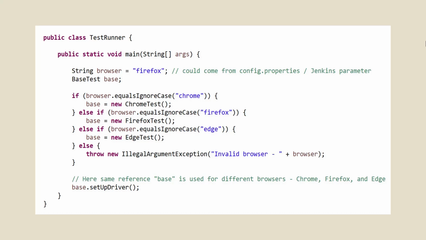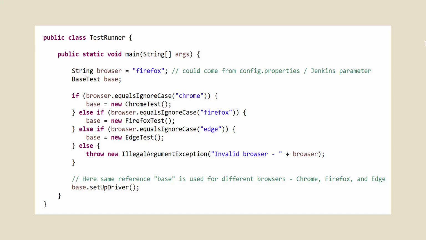Whenever you want to run your automation on Chrome, we will simply set browser equal to Chrome. Using the first if condition, if browser dot equalsIgnoreCase Chrome, base is equal to new Chrome test. Here we are creating the object of the Chrome test class, and we are using the reference of the base test class. Once we have created the object of the browser class, at the end, using this object reference, we are going to call our abstract setup driver method. If base is referring to the object of Chrome test, it is going to call the setup driver method from the Chrome test class.